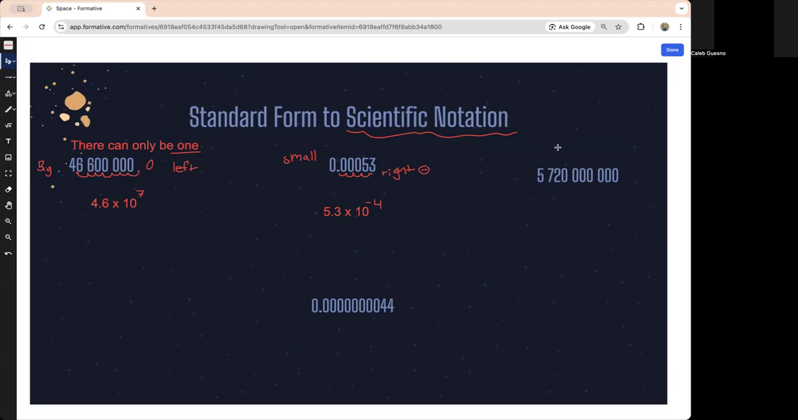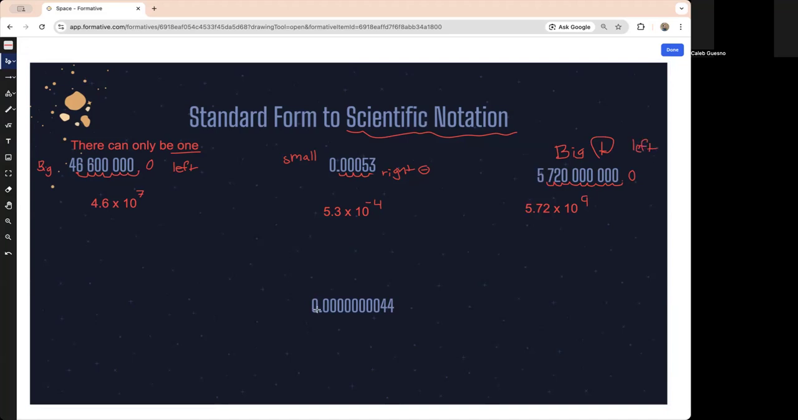Then the next one, we're doing a big number, and we're changing it to scientific notation. Put an imaginary decimal and a 0 there. It helps, I promise. Now let's take it over. 1, 2, 3, 4, 5, 6, 7, 8, 9. There can only be one in front. 9. Remember that number, how many times you moved it. 5.72 times 10 to the 9. It's positive because it's a big number and I moved to the left.